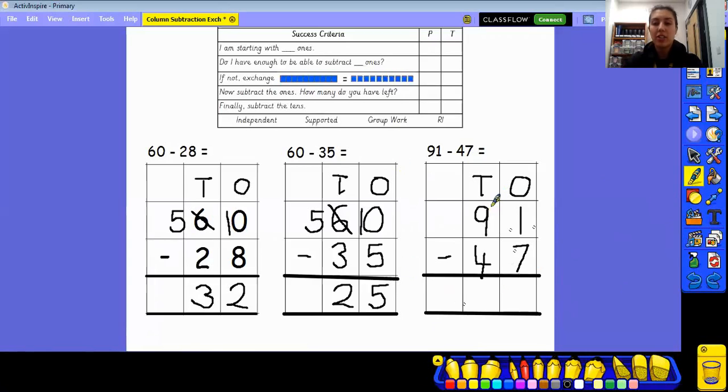Lovely, now our calculation is set up. I can use the success criteria to work out the answer. So I am starting with 1, 1.